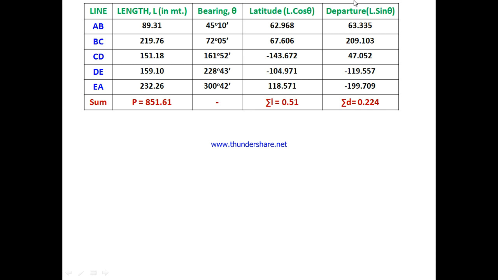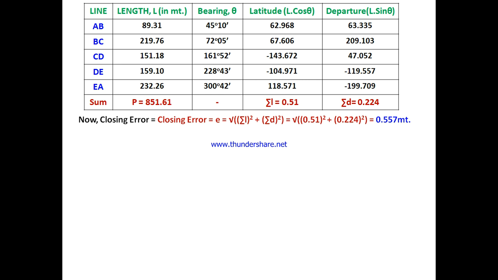After calculating the latitude and departure, we will calculate the algebraic sum. Algebraic sum means according to the sign convention, with the proper sign. These two are positive and these are negative, so on that basis we have calculated 0.51 for latitude and 0.224 for departure. After that, the next task is to determine the closing error, which you know how to calculate: the square root of summation L squared plus summation D squared, which comes to 0.557 meter.